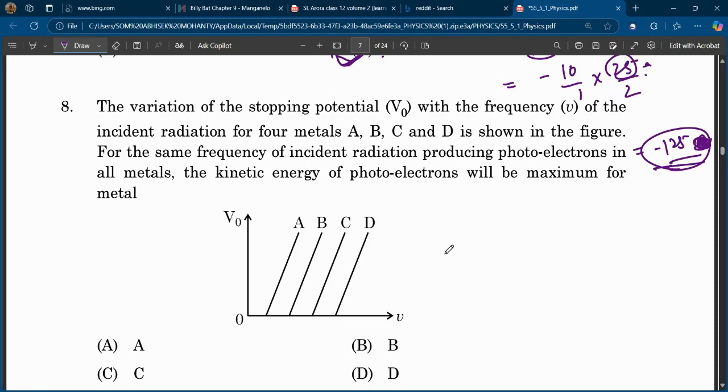Variation of the stopping potential with frequency of the incident radiation for metals A, B, C, D is shown in the figure. With the same frequency of incident radiation producing photoelectrons in all metals, the kinetic energy of photoelectrons will be maximum for which metal?